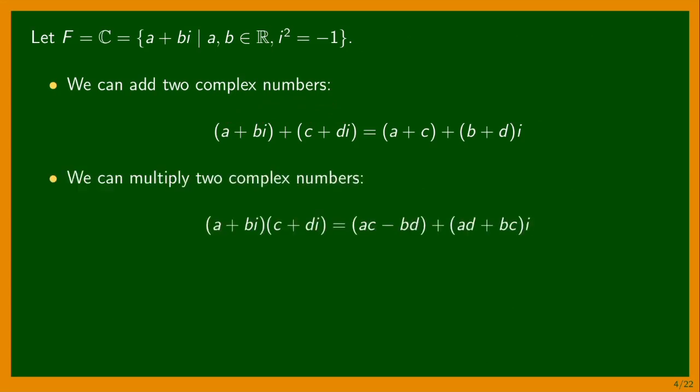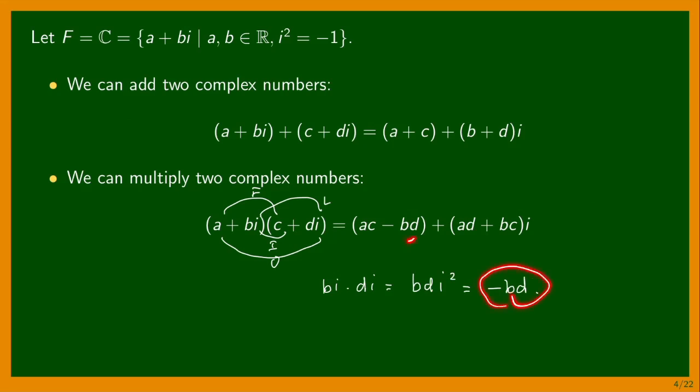We can also multiply them. This multiplication comes out of the FOIL method, the so-called FOIL method. You multiply the first terms, the outer terms, the inner terms, and the last terms. Now take note that the last terms, bi times di, gives us bdi squared. Because i squared is negative 1, this is equal to negative bd. And this term corresponds to the term over here, right?